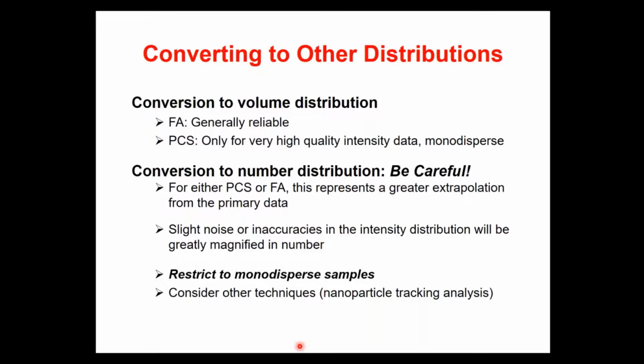Any noises or inaccuracies in the intensity distribution will be magnified in this transition, thereby giving less reliability to a number distribution. My suggestion would be, if you really need to do this, restrict your conversions to samples that are highly monodisperse, or consider other techniques that do number distributions more directly. For instance, nanoparticle tracking analysis is a native way of counting individual particles and forming a number distribution. The flip side is that you're counting many, many fewer particles, and so your counting statistics are not as attractive as with DLS.